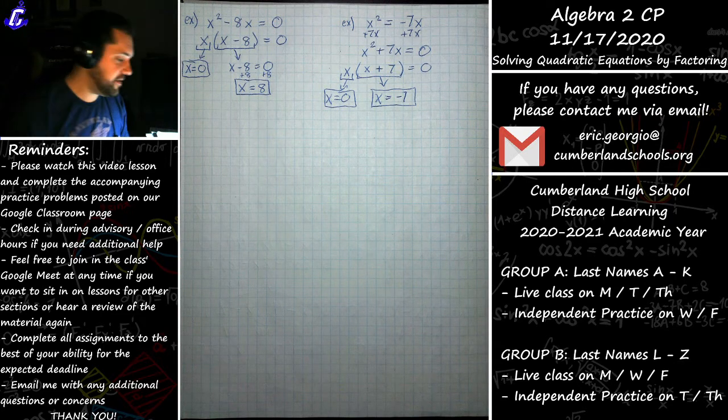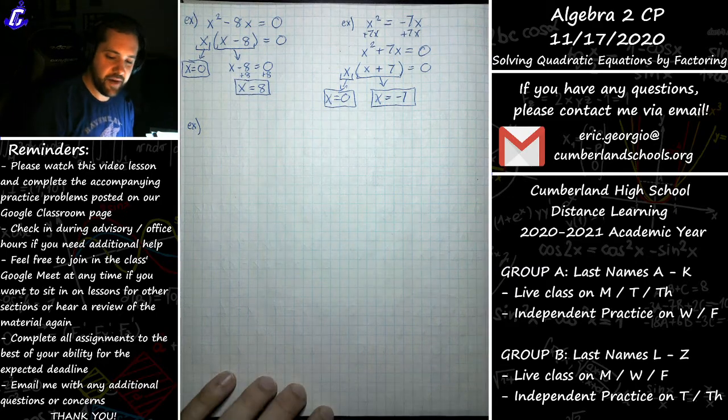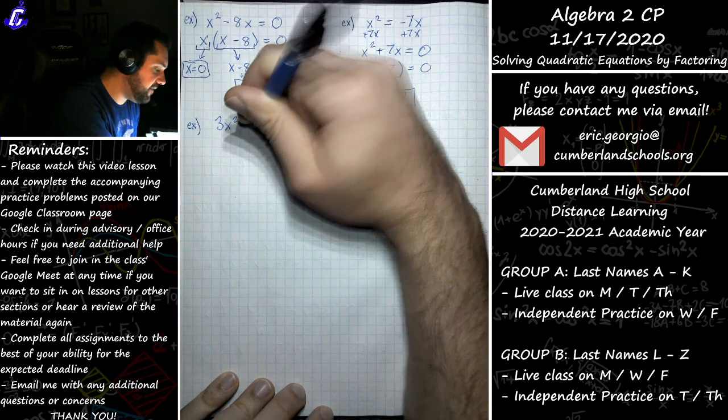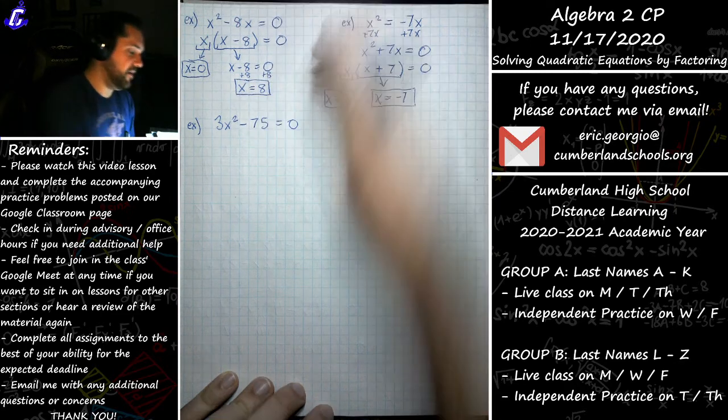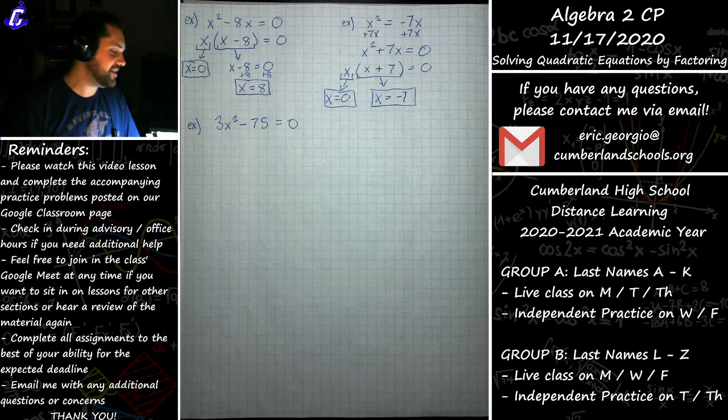Last but not least, how about an equation like this to kind of bring it all together? Ready? 3x squared minus 75 is equal to 0. How about that problem? Now we don't have an x in there, but is that an issue? I mean, it's kind of weird, it's different, but it's not necessarily an issue.